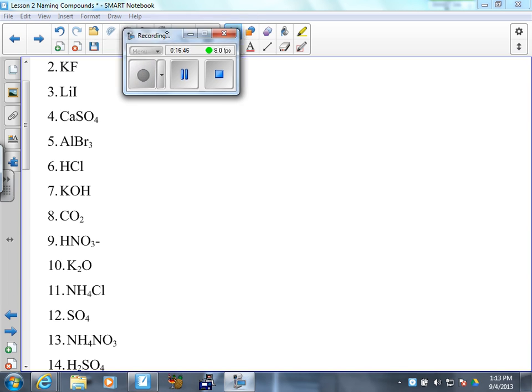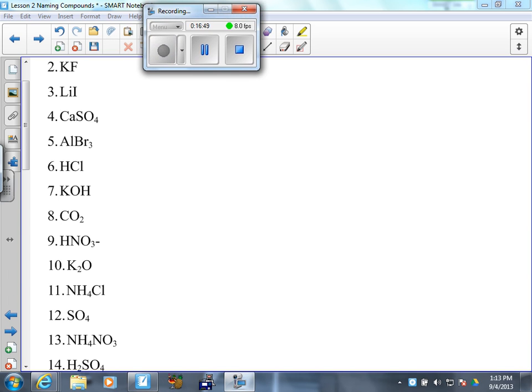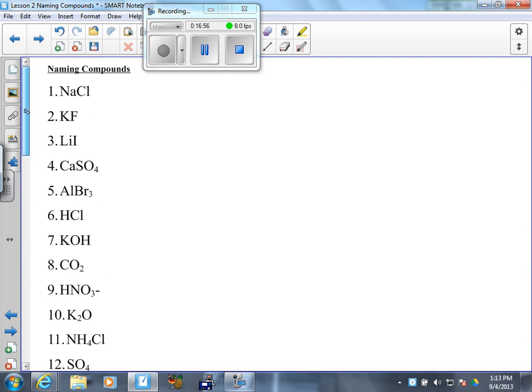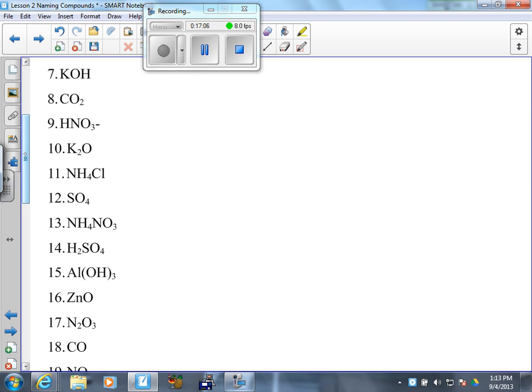Okay, guys, just one I want to go over here because this one has come up pretty much every class today. Number 11 on your sheet, naming compounds. It's the one that says naming compounds at the top, and it's got nitrogen, 4 hydrogens, and 1 chlorine. People are having trouble figuring out what this is called because it has more than 2 elements in it. If a compound has more than 2 elements in it, then there's a polyatomic ion in it.